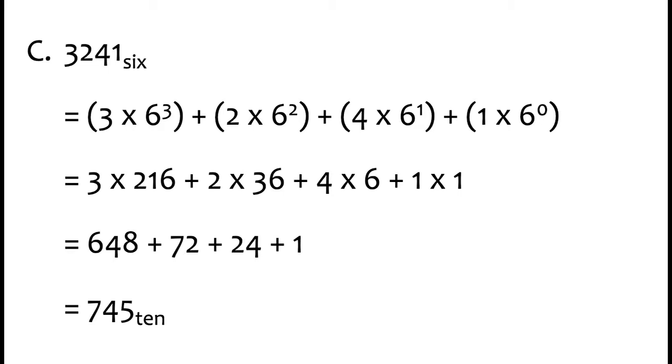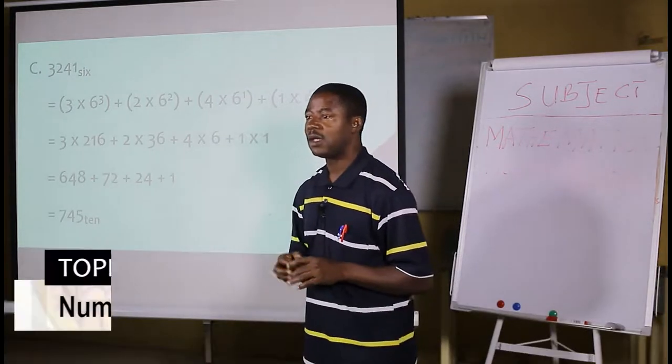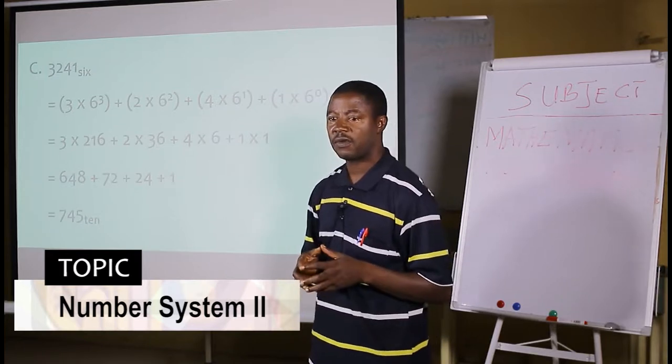Now you further simplify by multiplying the terms. 3 times 216, the result will be 648, plus 2 times 36, you have 72, plus 4 times 6, you have 24, plus 1 times 1, the result is 1. So adding them up, we'll be having 745 base 10. Therefore, 3241 base 6 is equivalent to 745 base 10.